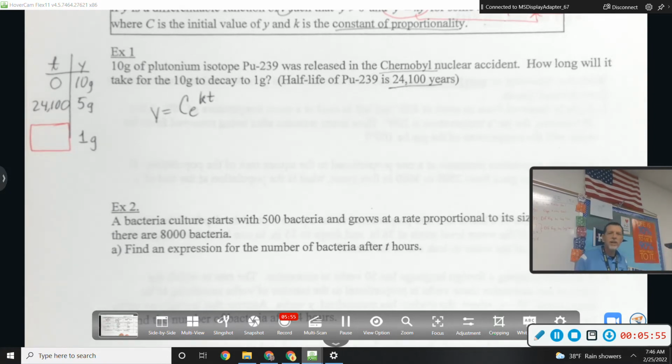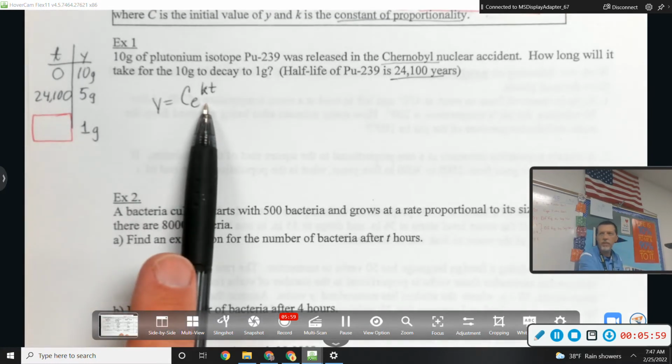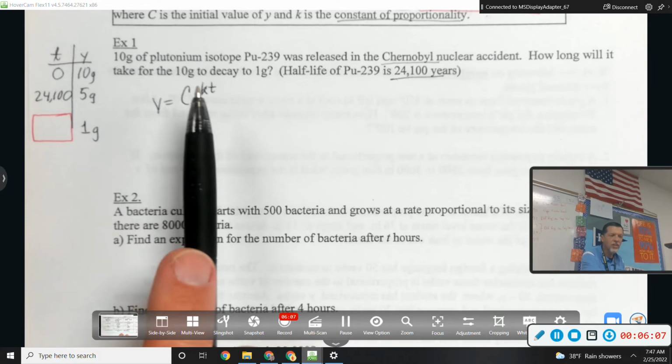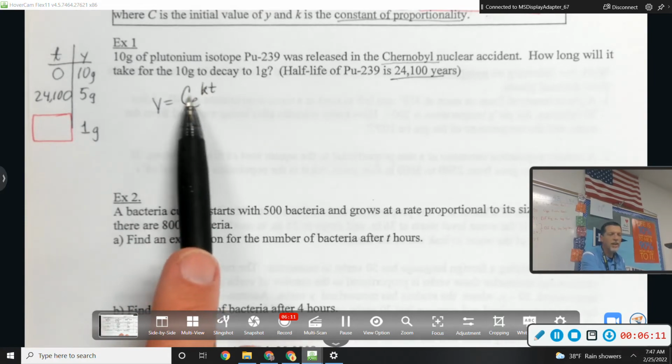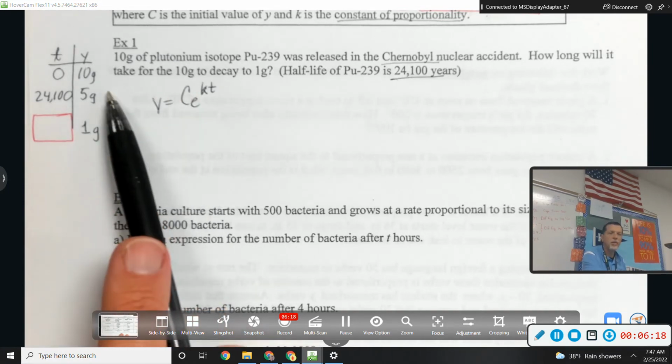So how many constants are in this equation that I need to figure out to fully define what's going on here? 2. C was the constant of integration. K was that constant of proportionality. So I need to find 2 things, which means now I know why they gave me 2 pieces of information.